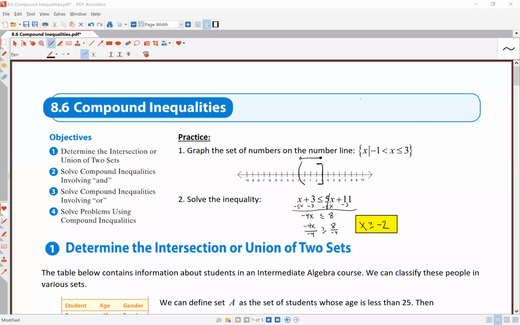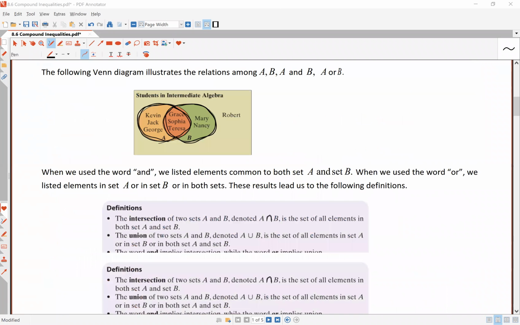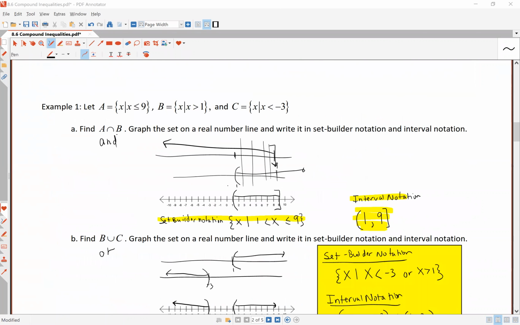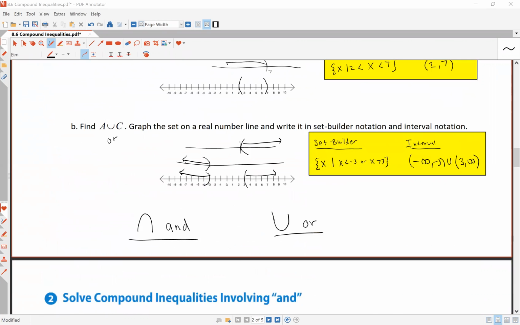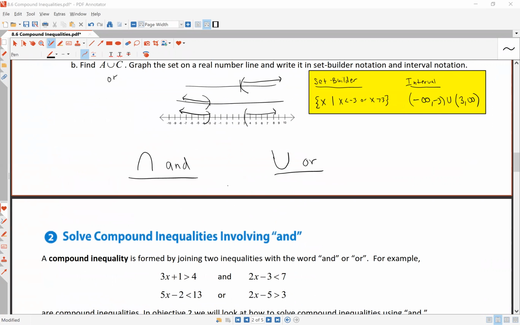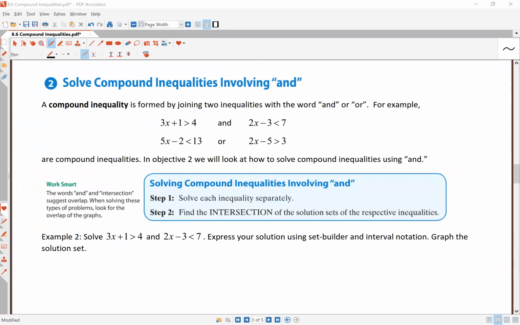This video covers section 8.6 Compound Inequalities, Objective 2, solve compound inequalities involving and. So remember, the last thing we said from Objective 1 is intersections are and, unions are ors. Objective 2, solve compound inequalities involving and.